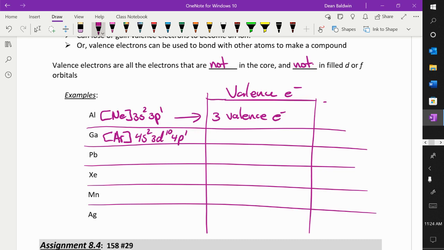How many valence electrons? 3. Anything not in the core or in a filled d or f orbital. The d orbital is filled, right? It's stable. It doesn't want to take anything away. So the s2 and the p1, so it's got 3 valence electrons.